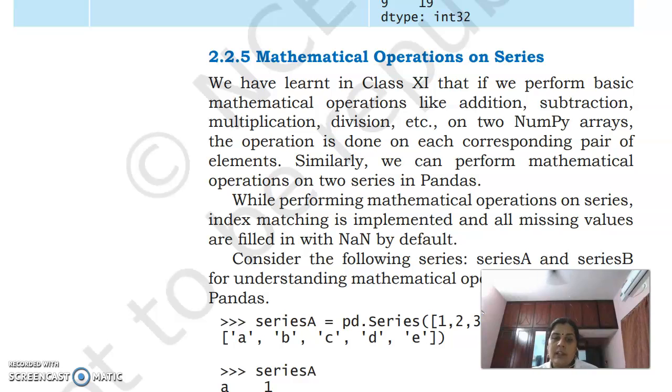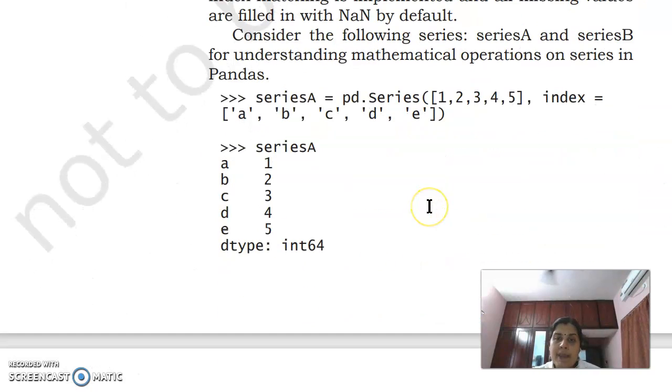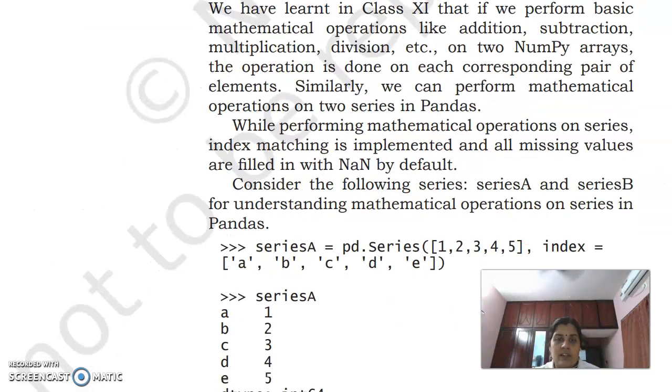While performing mathematical operations on series, index matching is implemented, and when we are using the plus operator, all missing values are substituted by NaN. What is this NaN? Its name is not a number.